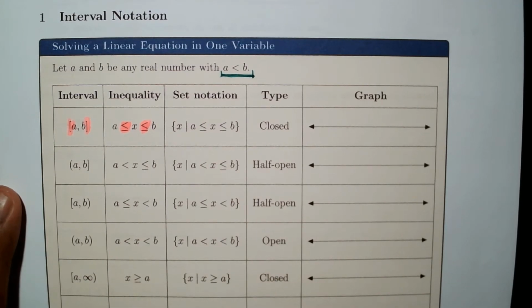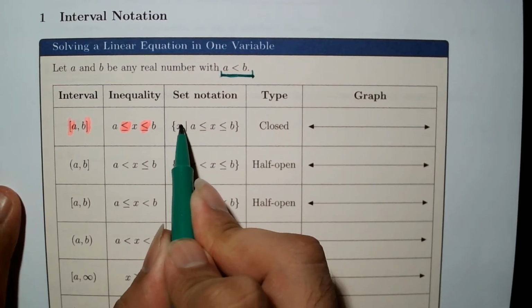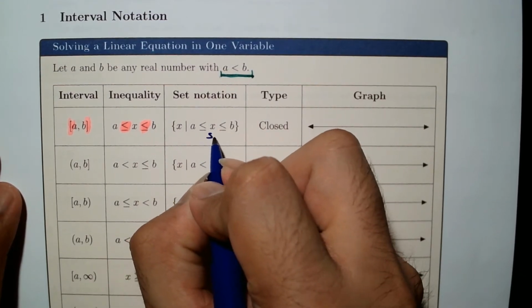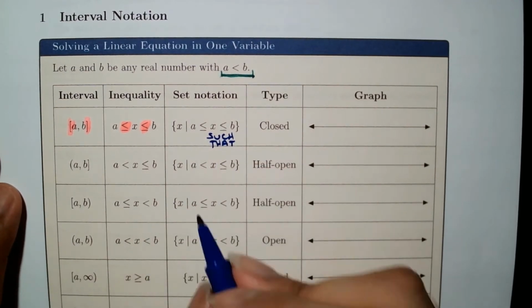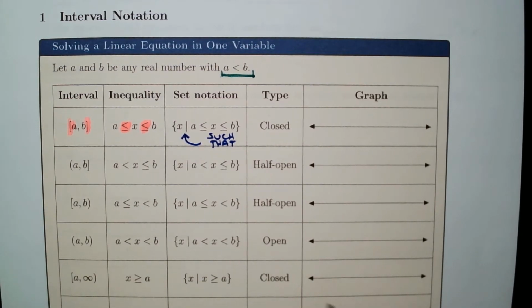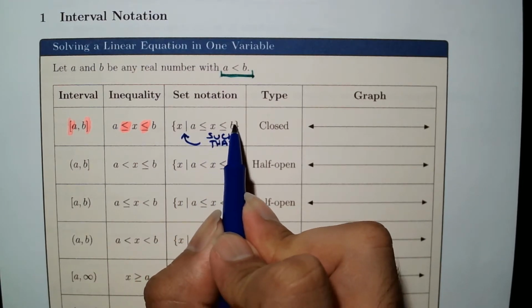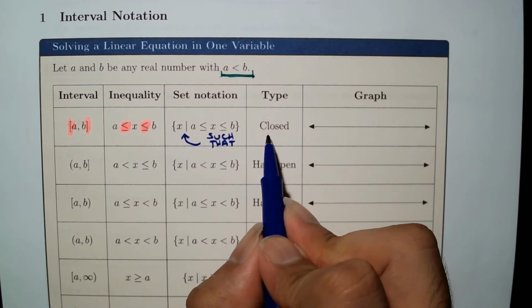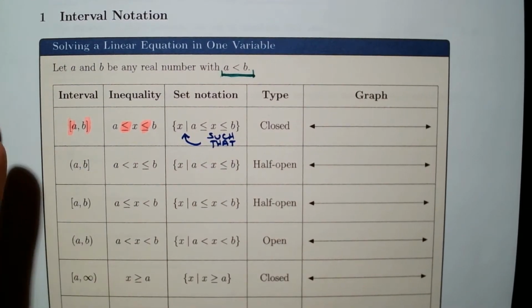Its set notation looks like exactly the inequality inside curly braces, with the little x and this little bar. By the way, that little bar means "such that." It's not a division bar. So we read this: x such that x is greater than or equal to A and x is smaller than or equal to B. In this case, we call this interval closed because it includes the endpoints of the interval.